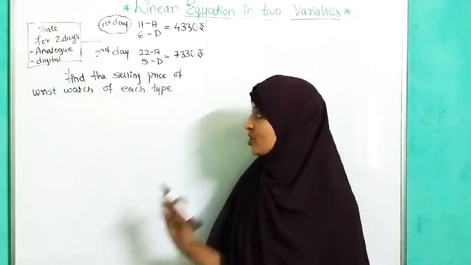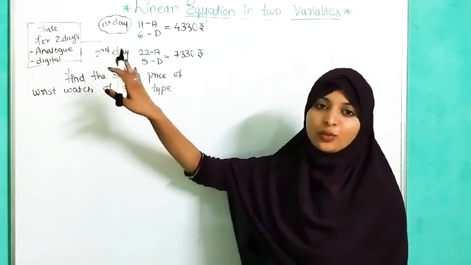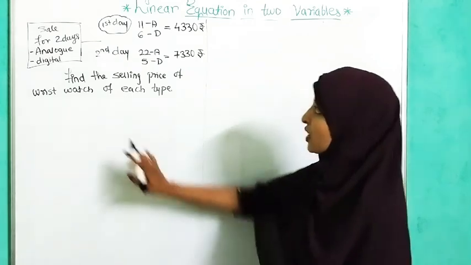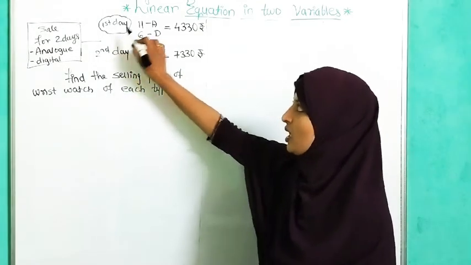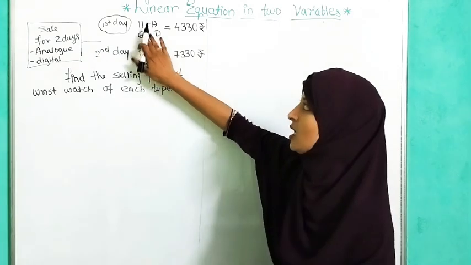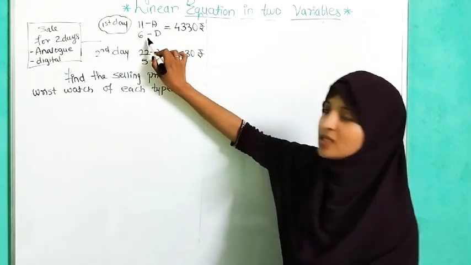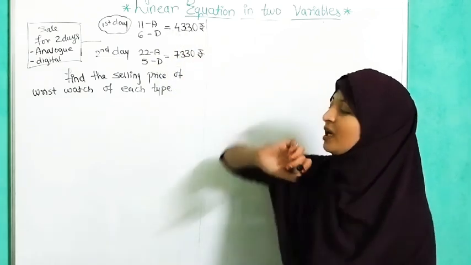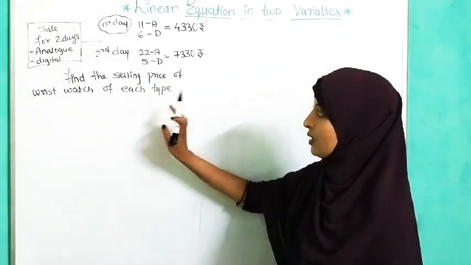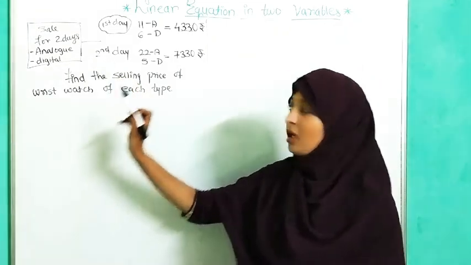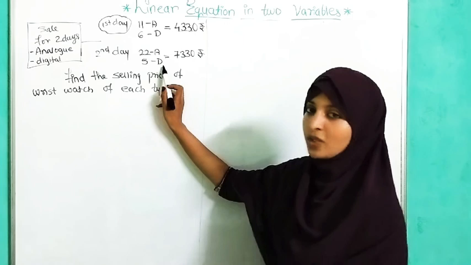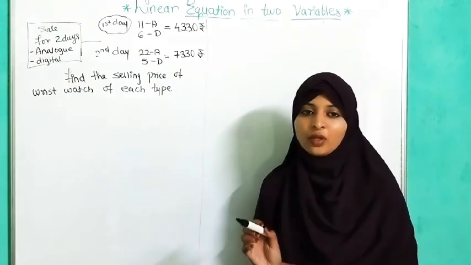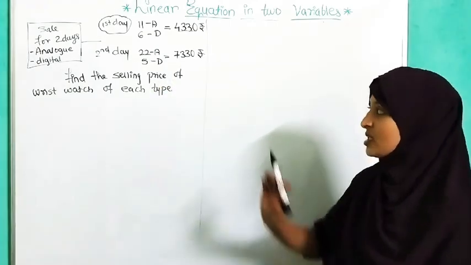Now the next question is, there is a sale for 2 days and analog and digital wristwatches are present there. On the first day of the sale, the seller sells 11 analog watches and 6 digital wristwatches. Then he gets 4,330 rupees from that. And on the second day, he sells 22 analog and 5 digital watches.